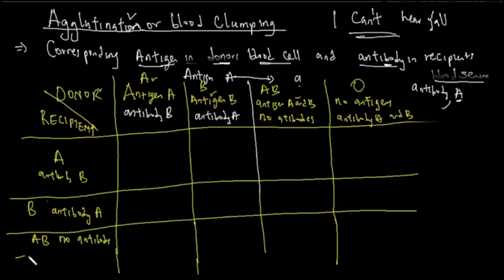Before I even continue, did you guys notice that here we have no antibodies? It means that it will have nobody to attack. Are you following? Because it has no antibodies, nobody will attack, which means it will allow everything to come in. Thank you.